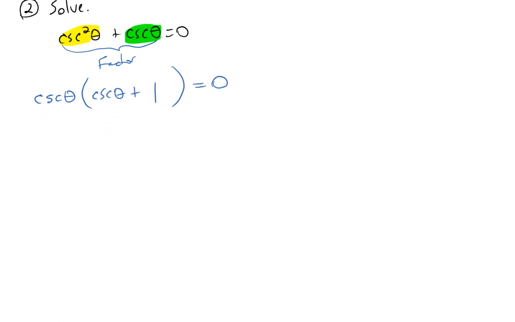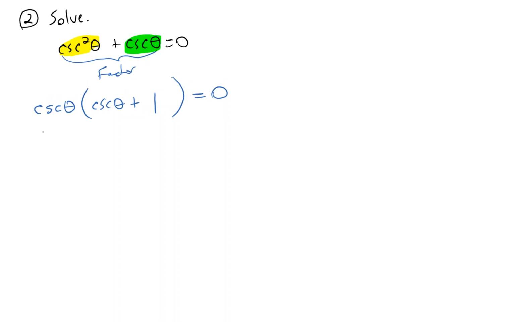We know from basic algebra, if I multiply two things, here cosecant theta and cosecant theta plus 1, and I get 0, the only way that can happen is if one of the two things you multiplied is 0 independently. So in that case, we know that the cosecant of theta has to be 0, or that cosecant of theta plus 1 has to be 0.